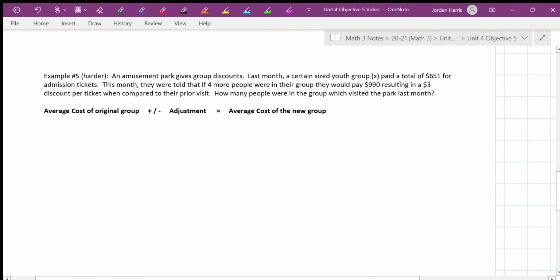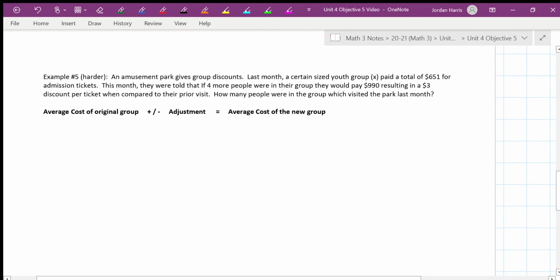So example number 5, much more difficult problem now. It's not really more difficult in the process, it's more difficult in the numbers.